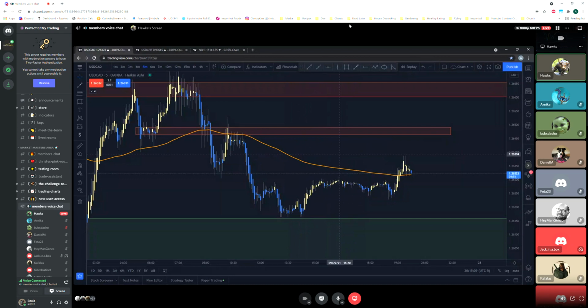From here, it can shoot up past this zone area, bounce off and then take off. We can do the same thing from the bottom side. We just don't know what's going to happen. But this is why we mark them, to make us think ahead of time about what can happen. So be aware of that as you're trading.